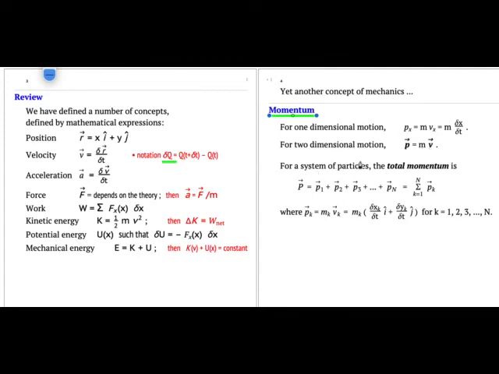Now, for a system of particles, we talk about the total momentum of the whole system. Suppose we have 100 particles. They're all moving around in different ways. Well, then we define capital P as the momentum of the whole system. And it's just the sum of the 100 momenta of the 100 particles. But they have to be added as vectors. So I can use this summation notation where the Greek letter sigma, capital sigma, stands for sum. So this is sum, k equals 1 to n, p sub k.